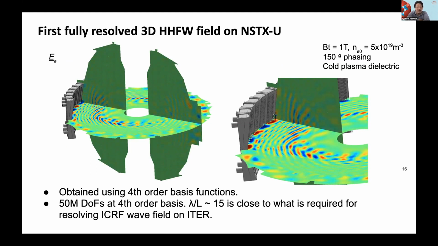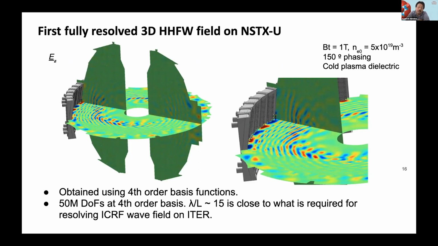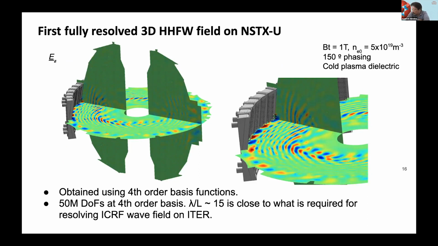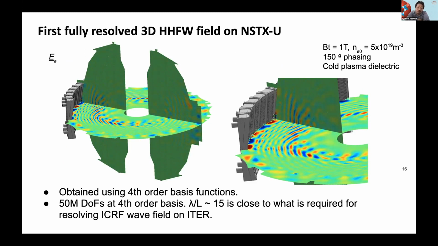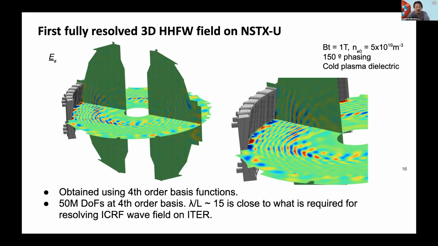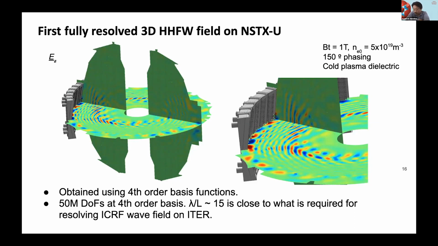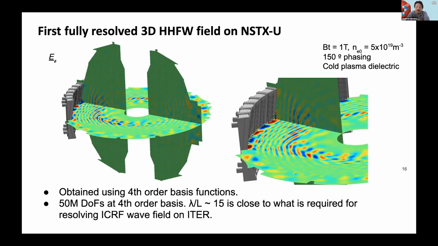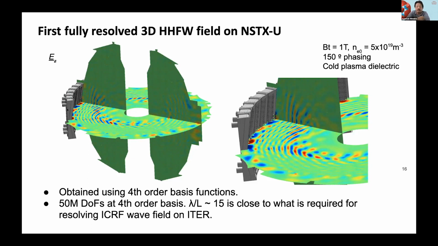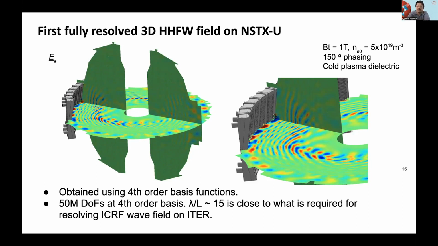This kind of simulation has been difficult, mainly because the degrees of freedom we can handle are limited, to 50 to 100 million degrees of freedom, due to the fact that we are constrained to use the direct solver, because frequency domain Maxwell is hard to precondition. But thanks to the fourth order and higher order capability of MFEM, we are able to resolve it for the first time. You can see that we have about 15 wave oscillations inside the simulation domain, which is actually close enough to what is required to resolve the ICR wave field on ITER. And we are now working on this wave simulation for ITER.